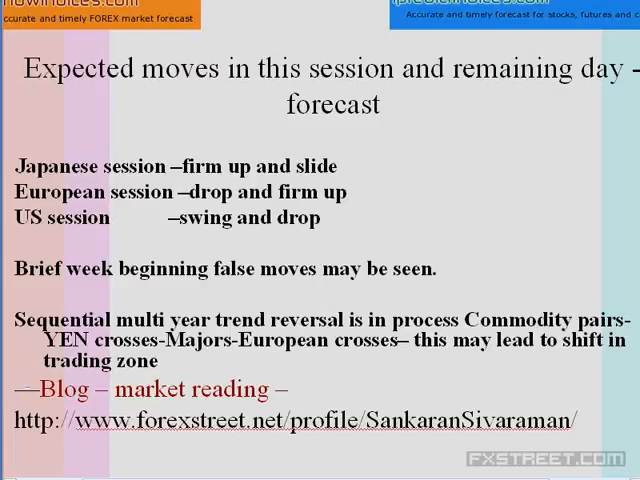The denominator currencies have to reverse to the normal levels, like USD Yen gaining to the level of 100, and also USD CHF gaining to the level of parity and above, and also the Canadian dollar gaining to a level above parity, and the Australian dollar going below parity. Those things are expected to happen in this particular month till the completion of the sequential multi-year trend reversal moves.